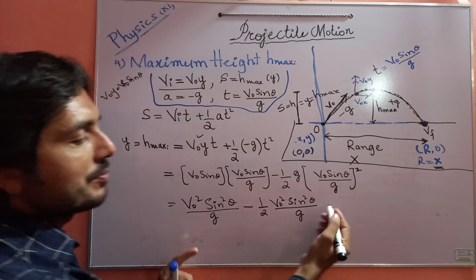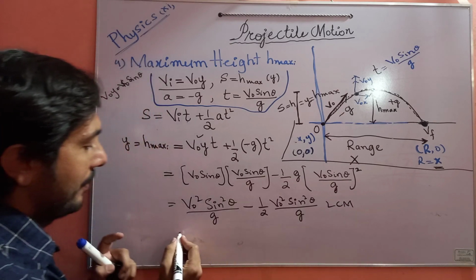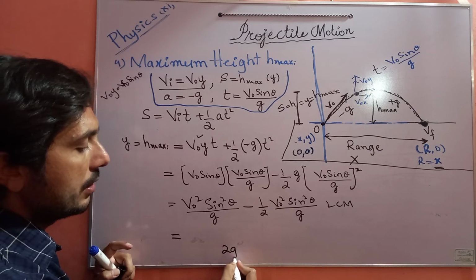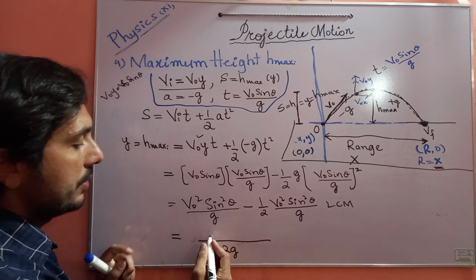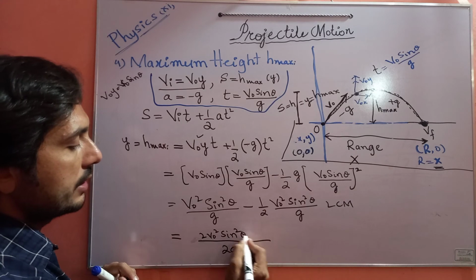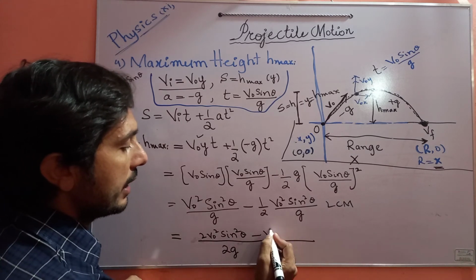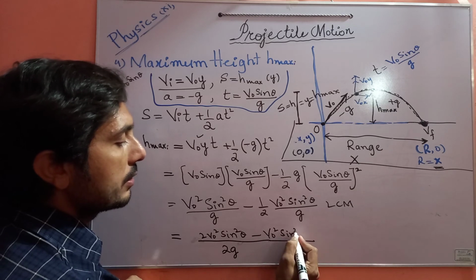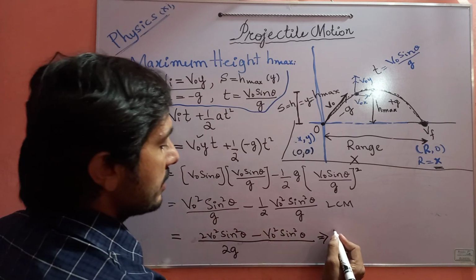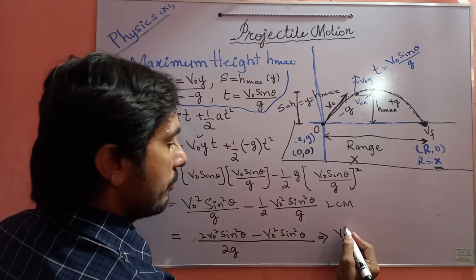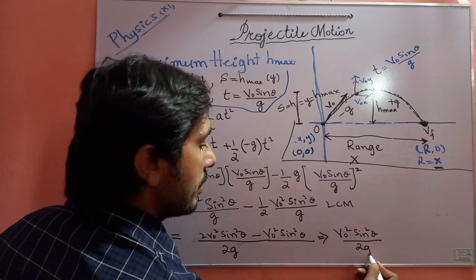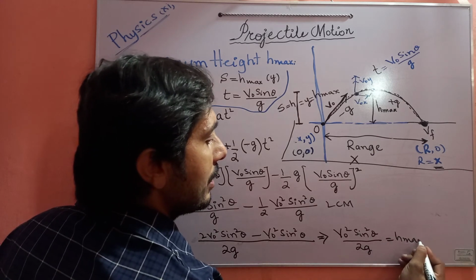Now here we have to solve it by taking the LCM, and when we solve it by taking the LCM will be 2G, and at the top the remaining will be 2V naught square sine square G, and minus, here we will have V naught square and sine square, and finally we will get the formula 2 minus 1. It will be V naught square sine square theta divided by 2G, and that is the formula for the height maximum.